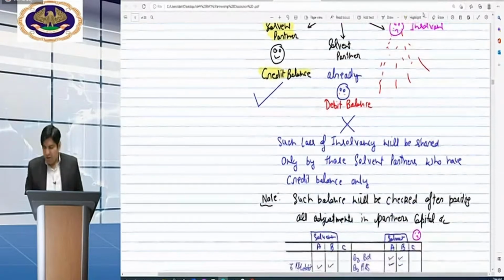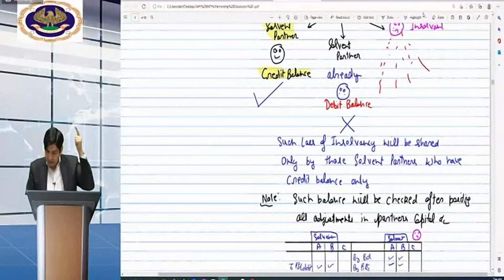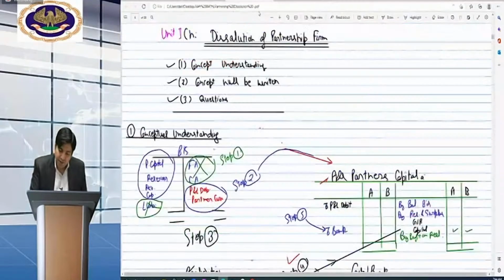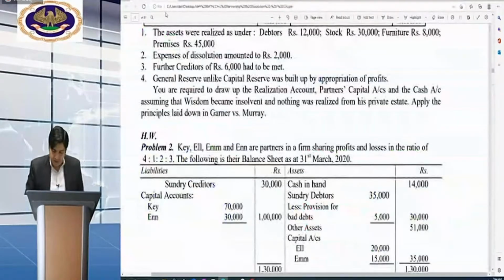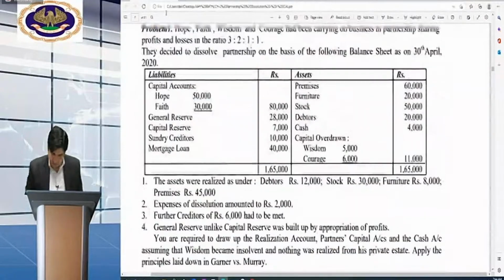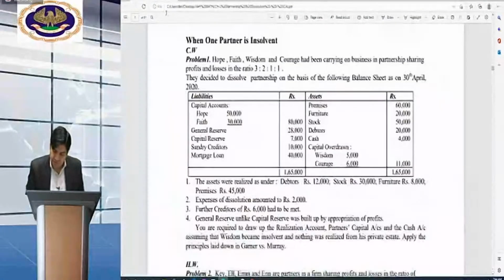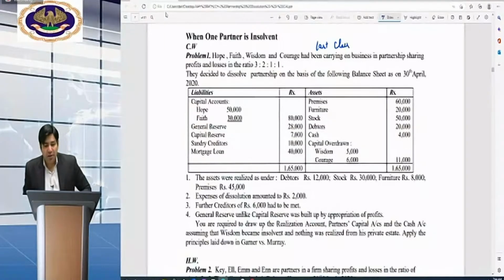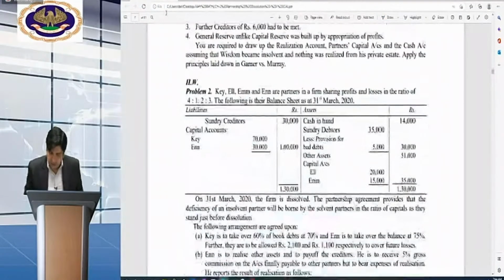Sir, please solve another question. Yes, we are going to solve another question. Beta, this is our book. In the last class, what we did was question number 1, already solved. Last class, we did this. Now we are moving to the next question, that is problem number 2.